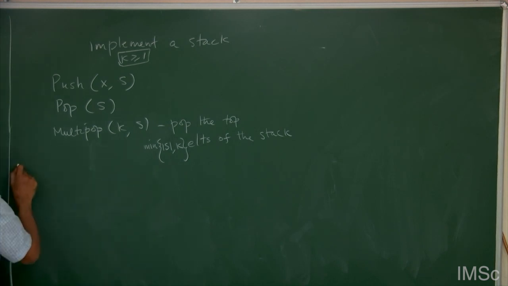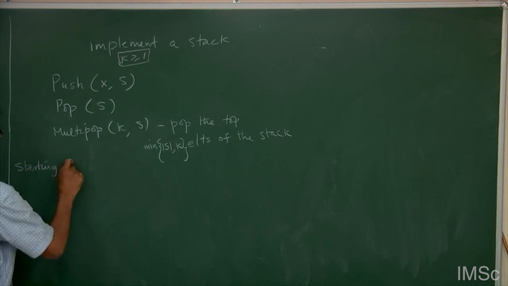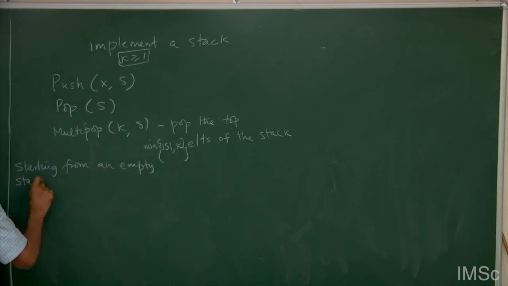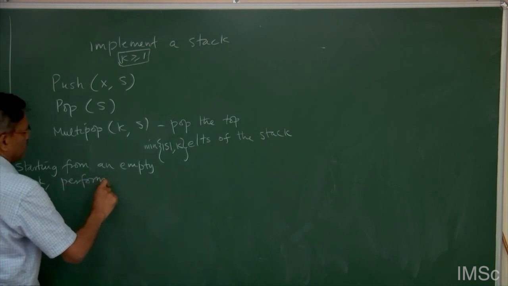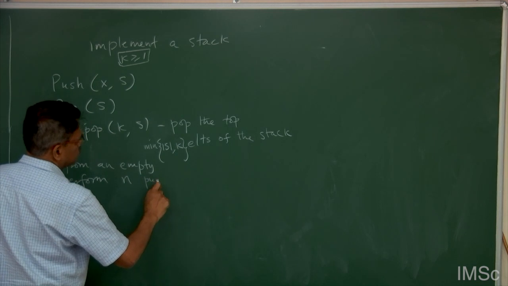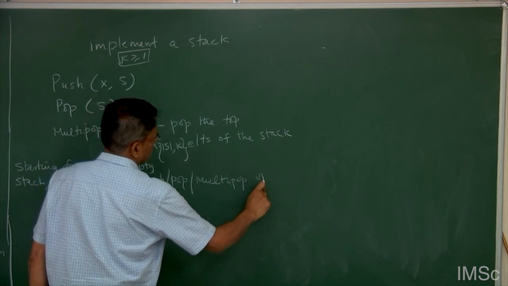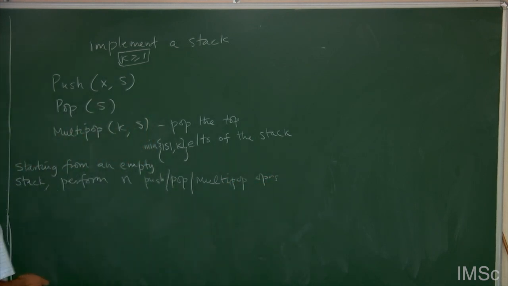So now the question is, starting from an empty stack, I perform n push, pop or multi-pop operations. How much time will that take overall? Again, in the worst case, trivially it's at most n times k, because in the worst case any of them takes k. So if I'm unlucky and I'm just doing a lot of multi-pop operations, it might take n times k.